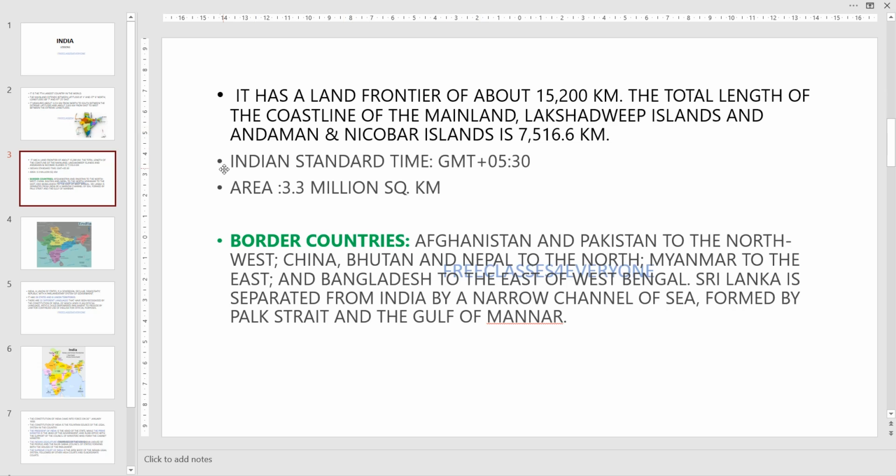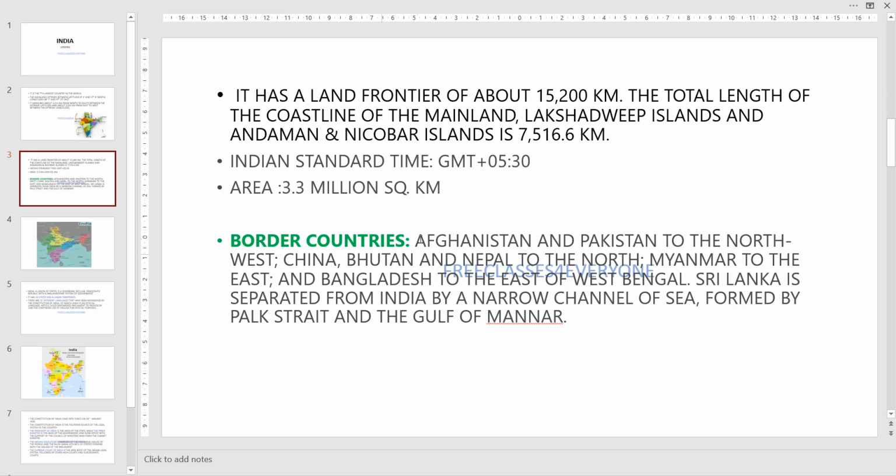What is the Indian Standard Time? For finding out the time of a particular place, we have to add or subtract a number of hours from the GMT. GMT means Greenwich Mean Time. To know the Indian Standard Time, we have to add 5.5 hours to the GMT. What is the area of our country? It is 3.3 million square kilometers.